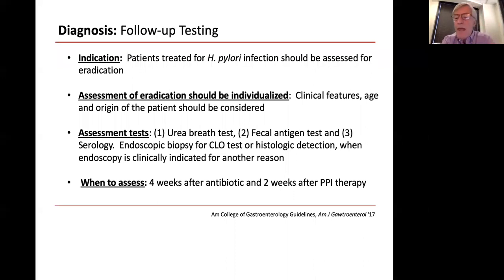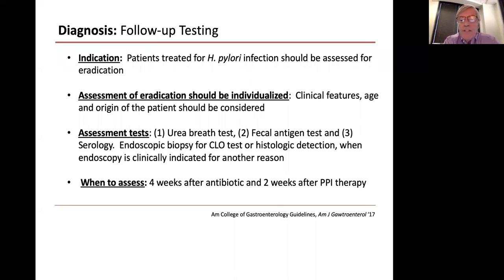I have a patient who's 75, 80 years old and hasn't cleared his infection, although maybe he's no longer symptomatic. Do you want to test that patient again? It may not be necessary, since an adult Caucasian in the United States is unlikely to move on through the cascade to develop gastric cancer. So age is certainly an important component of individualizing assessment of eradication.